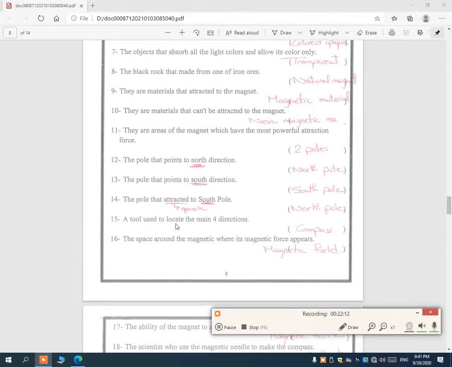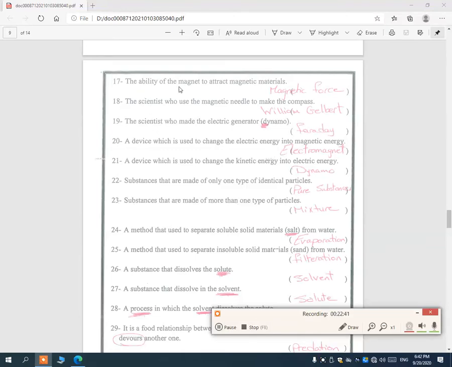Number 15: The tool used to know the four main directions is a compass. Number 16: What is the space around the magnet? The magnetic field.